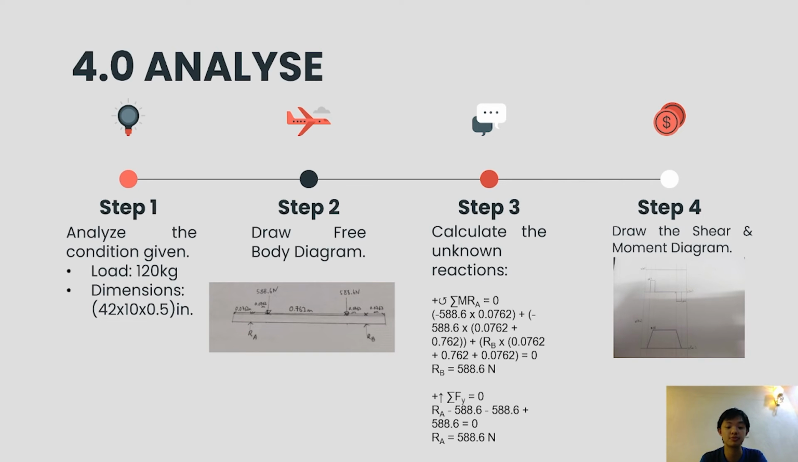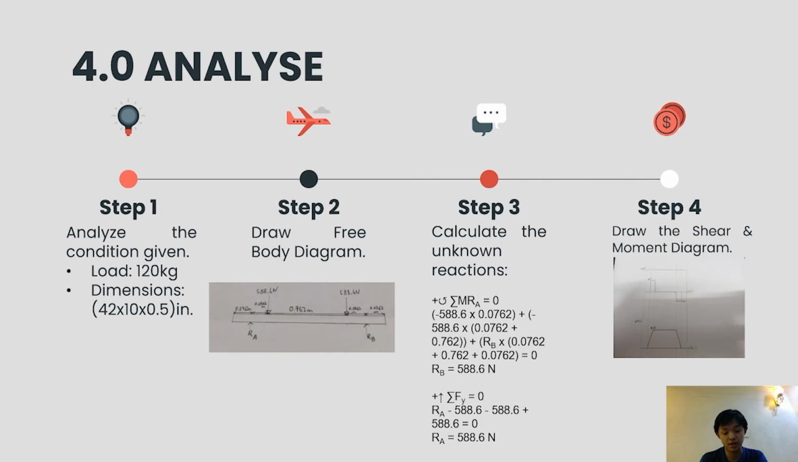And we can draw the free body diagram as shown in step 2. Before starting the skateboard calculation, we need to divide the mass of the load into two parts and convert them into Newtons by multiplying by 9.81 meters per second squared gravitational acceleration. Next, convert all of the dimensions into meters by multiplying them by 2.54 times 10 to the power of negative 2 meters, and we get 1.066 meter length, 0.254 meter width, and 0.0127 meter thickness.